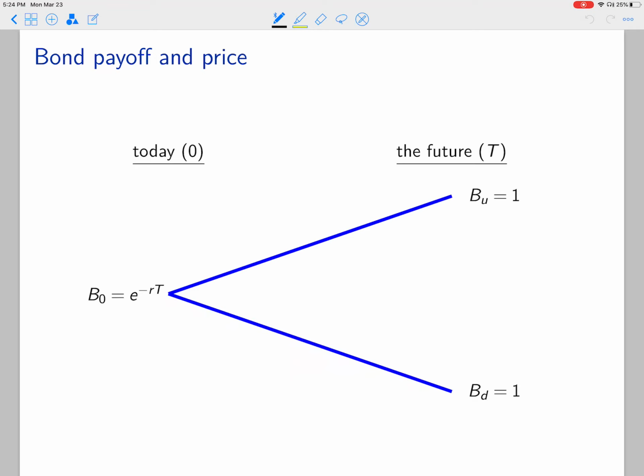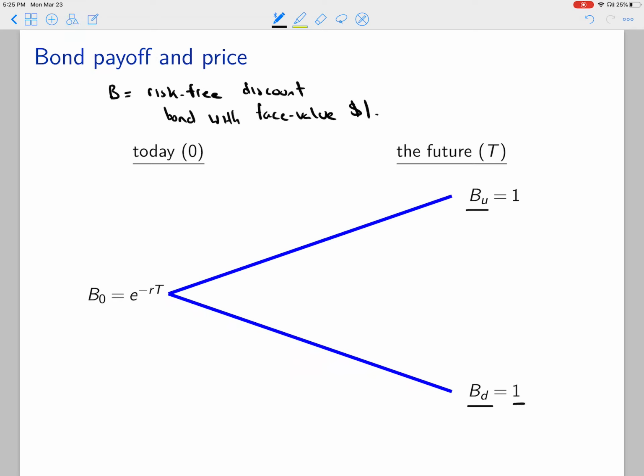Since this bond is risk-free, its payoff is going to be constant in all states of the world. So in the upstate of the world, the bond's payoff is B sub U, where B here is a risk-free discount bond with face value $1. In the upstate of the world, the payoff to the bond is B equal to 1. And in the downstate of the world, when the economy's bust, it's going to be 1 as well.